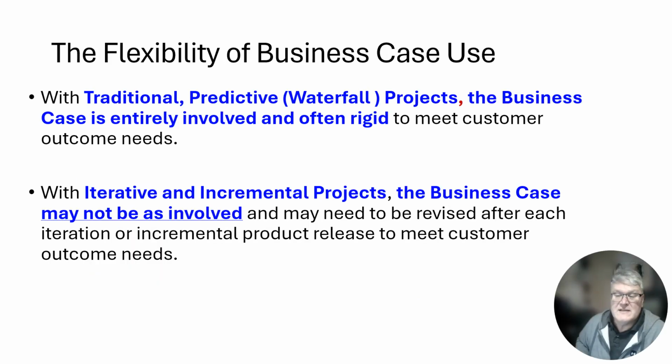The flexibility of business case use. When you're doing a traditional predictive waterfall project, the business case tends to be fairly rigid. People know what the steps are, for instance, building a house. They do it repeatedly. They know the outcome is going to be a finished house that you're going to sell. So they know the stakeholders and things like that involved. So the business cases tend to be rigid. They don't have to be as precise, because we already know the outcome, and the planning tends to be a whole lot more involved just to get the project going.